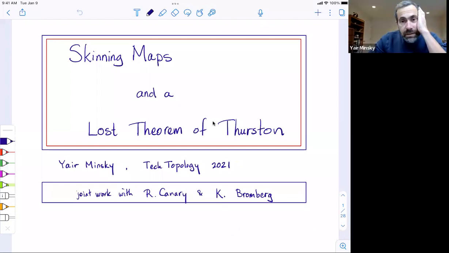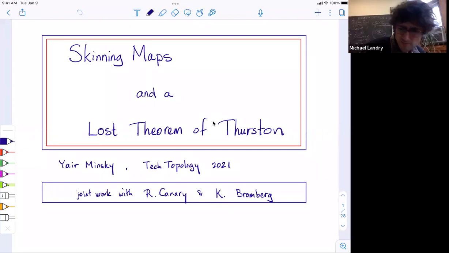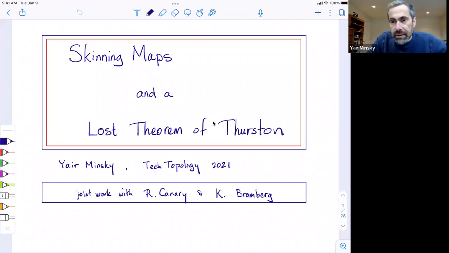So I'm going to talk about skinning maps and the lost theorem of Thurston. And this is joint work with Dick Canary and Ken Bromberg. And I have to confess, the preprint isn't out yet, but it will be, as soon as we can get our act together.